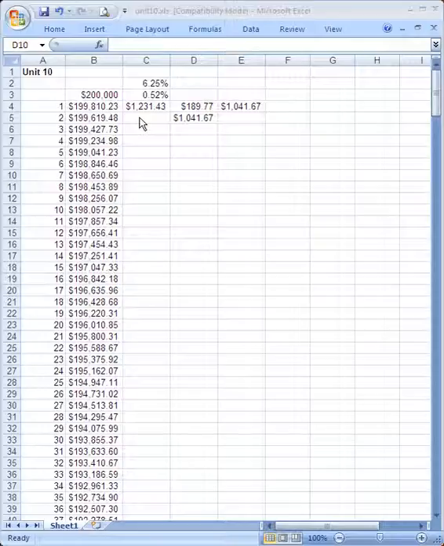A natural mistake is to think that if there are 12 payments per year and 10 years, then we must be talking about payment number 120. But the 120th payment is actually the last payment of the 10th year. The way to figure out the number of the first payment is this.